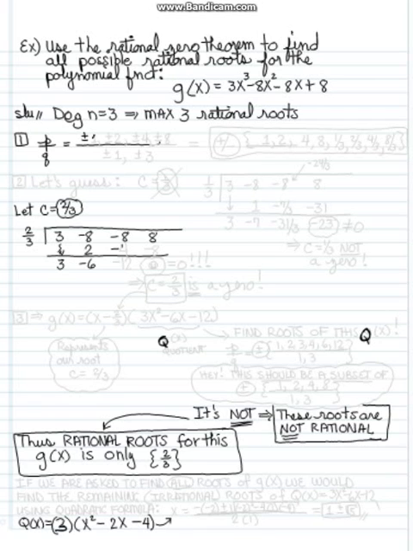So on the top, we're going to have plus or minus 1, plus or minus 2, plus or minus 4, plus or minus 8. That's all of them. And on the bottom, just plus or minus 1 and plus or minus 3. Okay, so we found those.